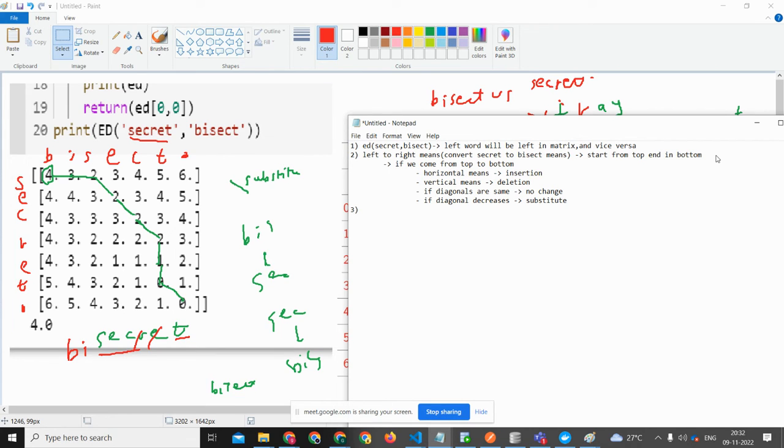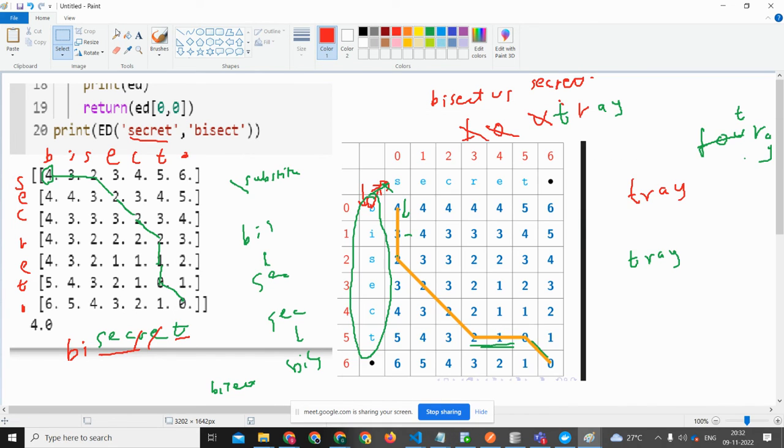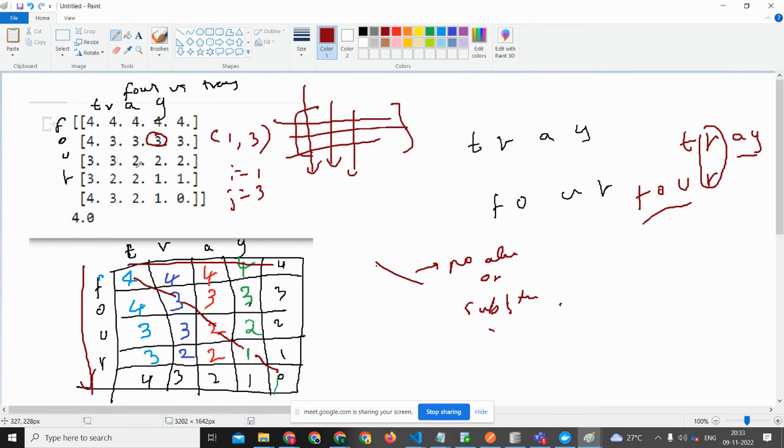What is the difference between insertion and substitute? Insert means you're inserting a new thing there. Substitute means do both: remove and insert. I'll tell you. For example, we took this example of four and tray. Let's say we are converting four to tray.